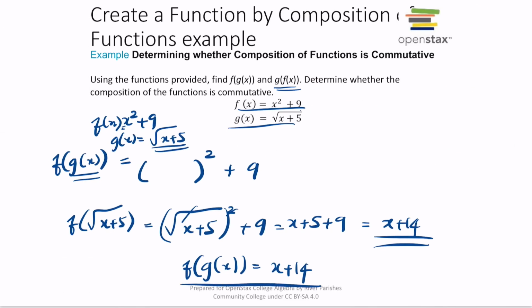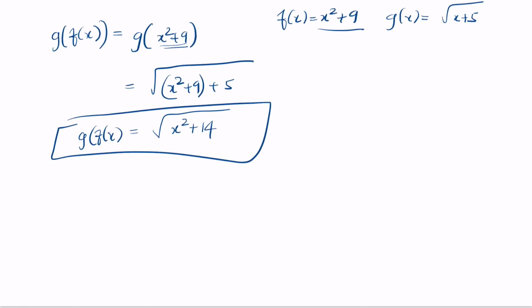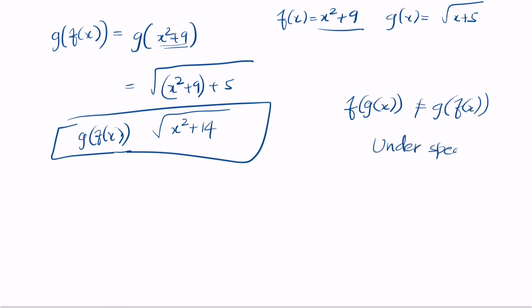F of g of x is x plus 14. So it's not always true that both should be equal. When you do one, the other might not be the same. So f of g of x is not equal to g of f of x, but it's only equal under special conditions. It can be equal. So under special conditions, it can become equal.